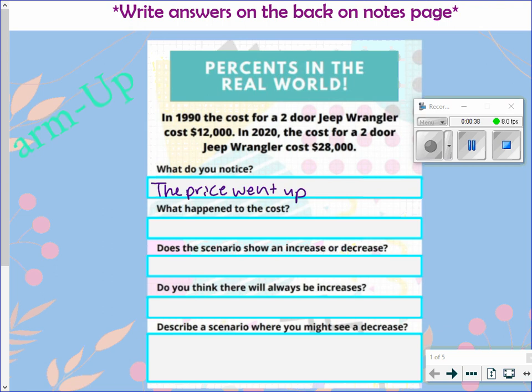It's probably just the same thing in different words. Yeah, it increased. It went up. Okay, what happened to the cost? Same thing probably, right? Yeah. Okay, the price. Could we be more specific? It went up how much?